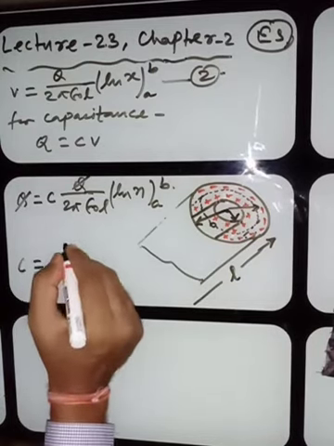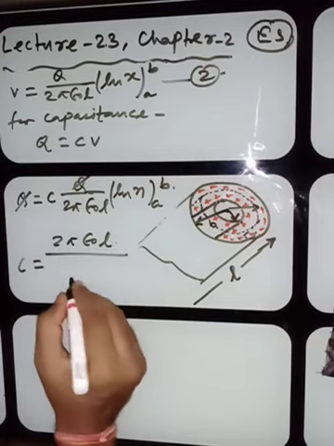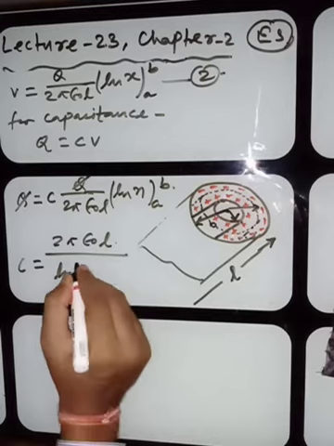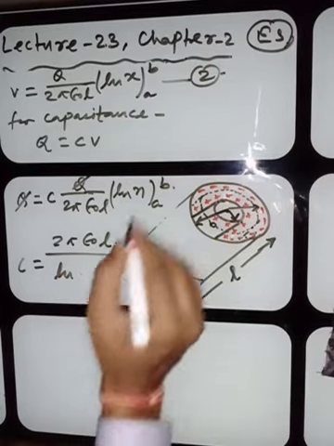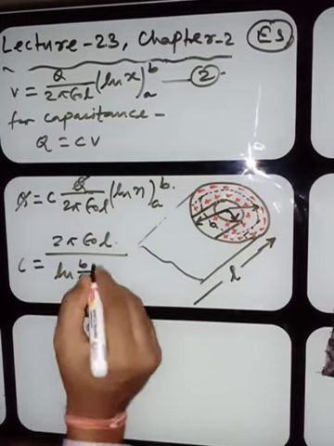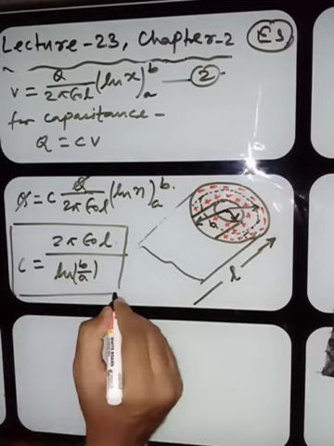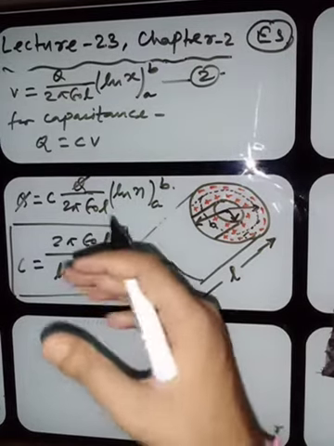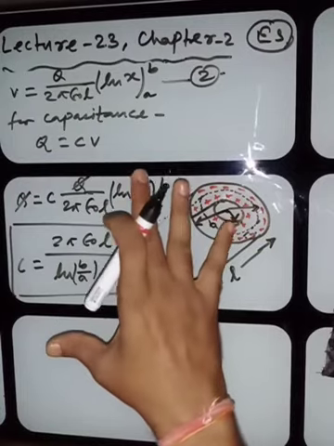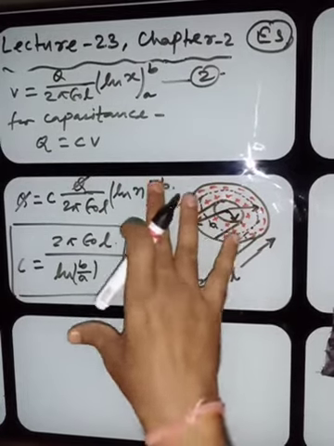It will be 2 pi epsilon naught L divided by ln B by A, with the limits A to B. And this is the capacitance of the cylindrical capacitor. I hope, students, you understand very well how to find the capacitance of this cylindrical capacitor.